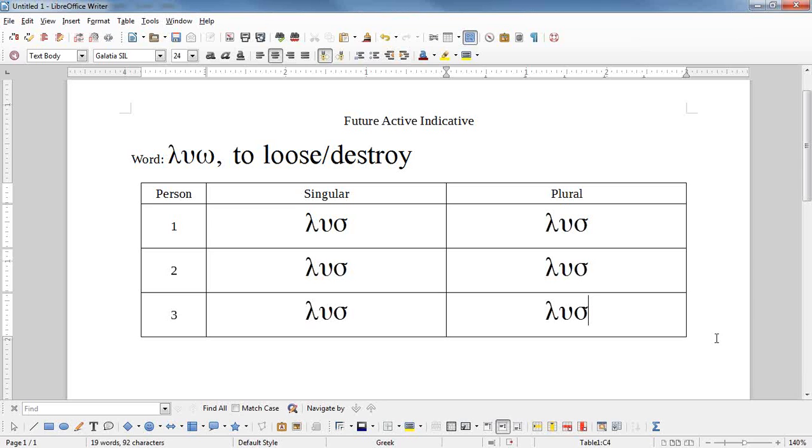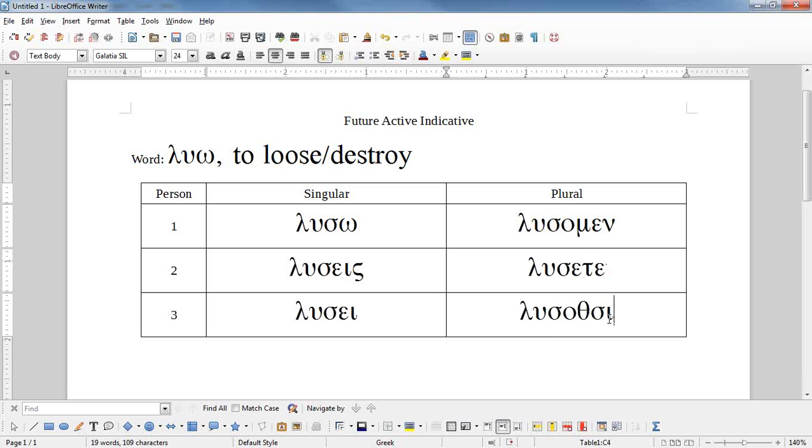Then after the tense suffix, we add, and this makes it really easy, the present active indicative forms. All we need to do is add the present active indicative endings now. For the singular, it is omega, second person epsilon iota sigma, epsilon iota. Plural, omicron mu epsilon nu, epsilon tau epsilon, and last but certainly not least, omicron upsilon sigma iota. And that's a theta. Sorry about that.